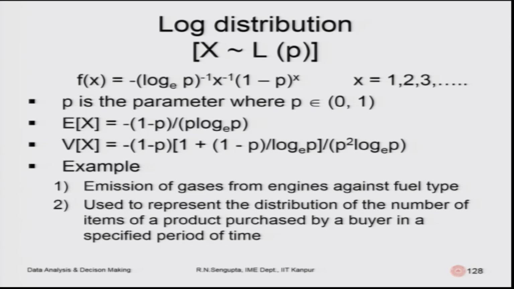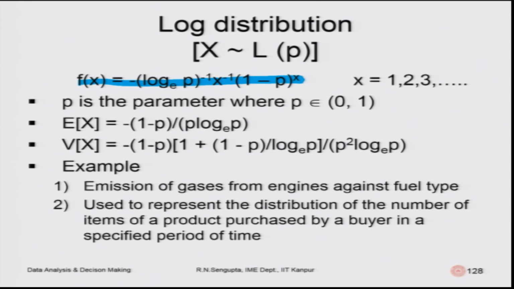We have the log distribution. For the log distribution, x is the random variable, log L is the log distribution, the parameter is p, and the values of the log distribution of x go 1, 2, 3, 4 till infinity. So, x equal to 0 is not possible, you know that. So, f of x, which is the log distribution PMF, is given as the function written out here. Here p is the parameter value, which is between 0 and 1. Expected value is given, variance is given.